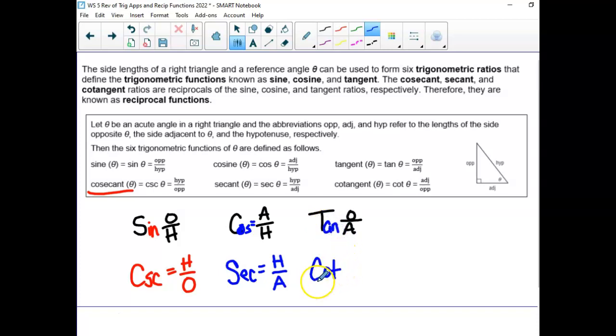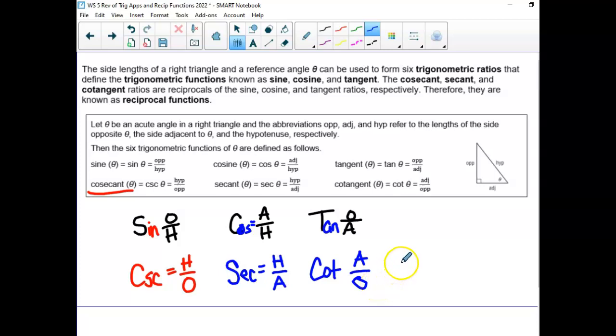The co-function actually means complement, and that's why sine and cosine go together, because if you were having a complement of the 60, the cosine of 60 is equal to the sine of 30. They're complements that way, but it's a different thing than the reciprocal function. So cotangent is going to be adjacent over opposite.